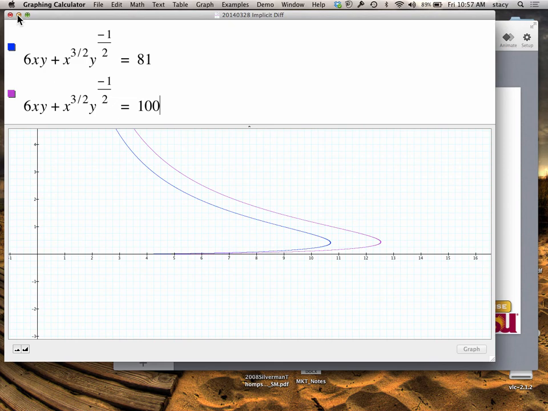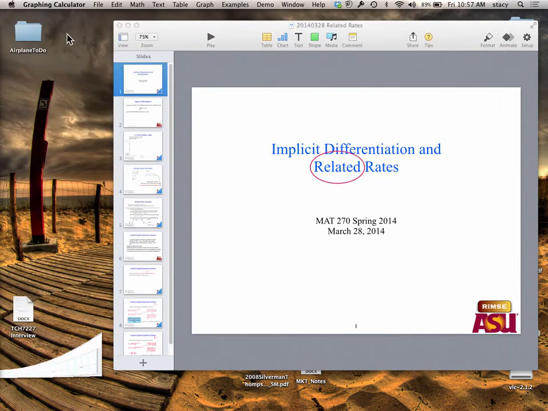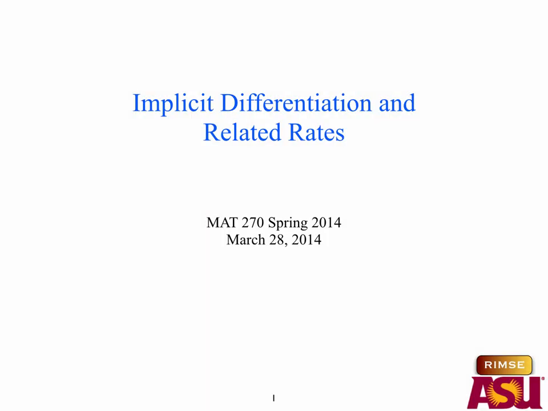And then for kicks and giggles, I just wanted to show you something that I think is pretty cool. Everything that we've been doing, this idea of finding rates of change of y with respect to x when x and y are intermingled into nasty equations, is called implicit differentiation, okay? Because we could imagine y as being a function of x and then finding the rates of change of this entire equation, right?